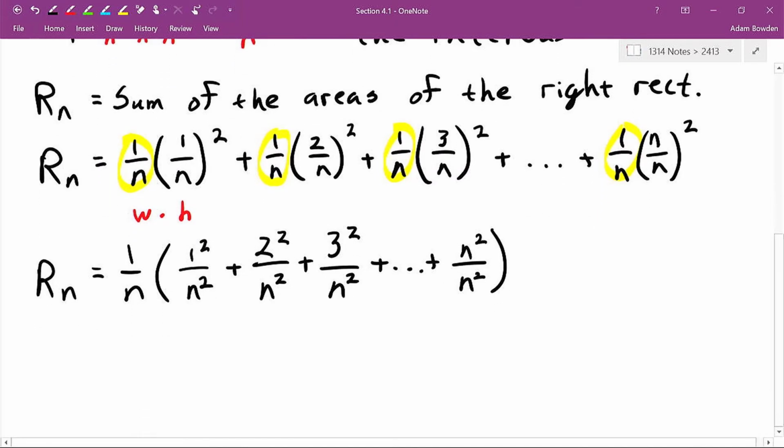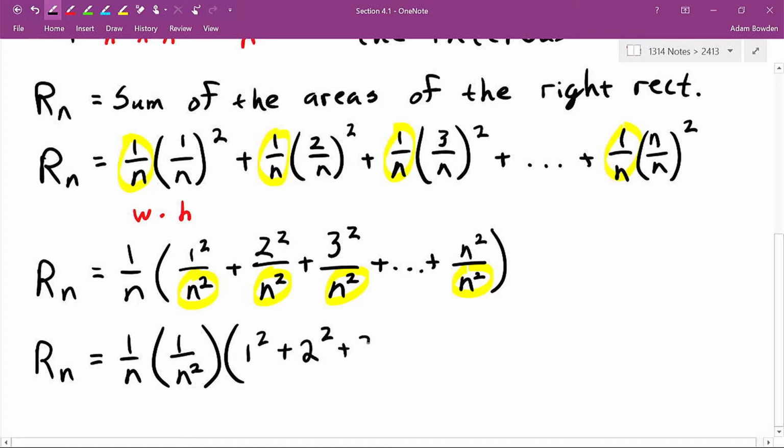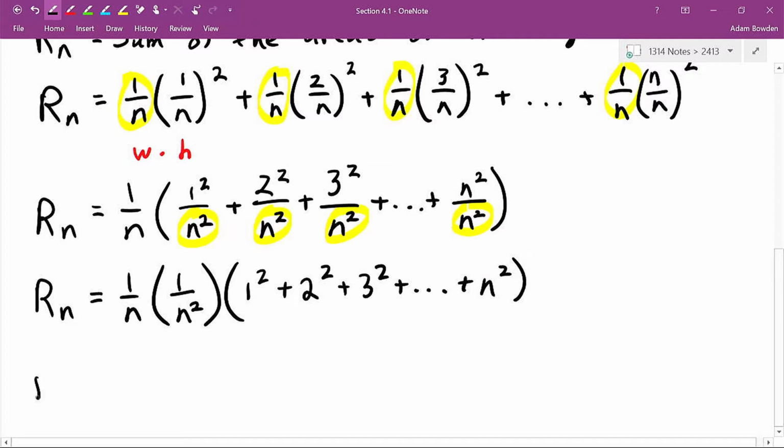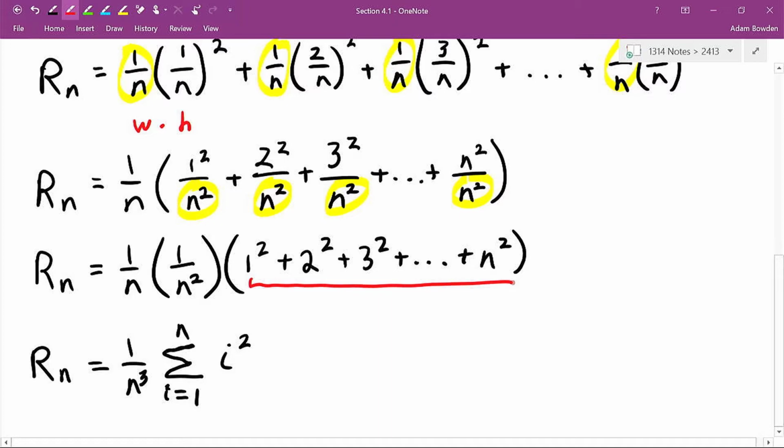And I can take this even a step further by noticing there's a common factor of n squared across all these terms. So let's rewrite this as 1 over n squared times 1 squared plus 2 squared plus 3 squared plus dot dot dot all the way up to n squared. Okay, and then we can write that as 1 over n cubed times the summation from i equals 1 to n, that's the counting values for each term, of i squared. That's how we can write the summation of all of this stuff here.